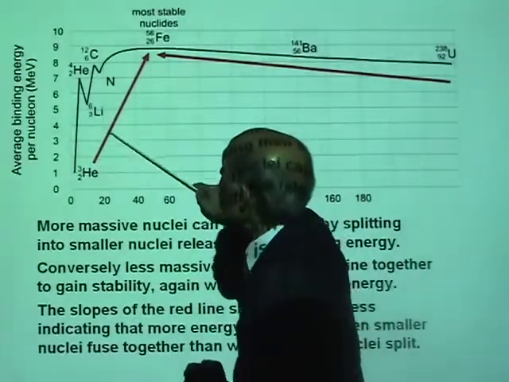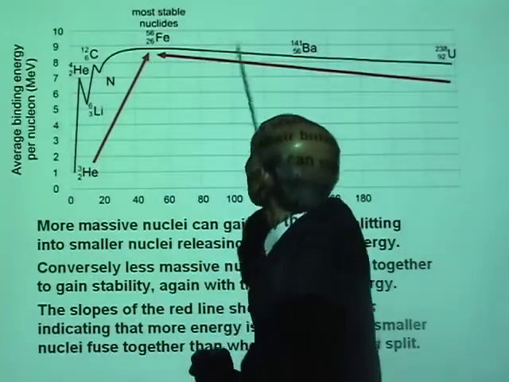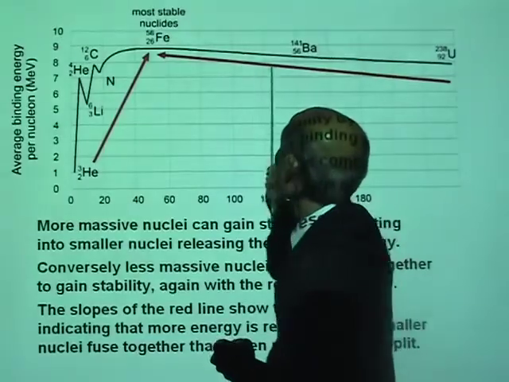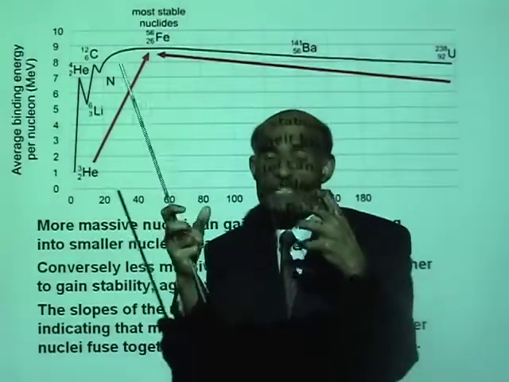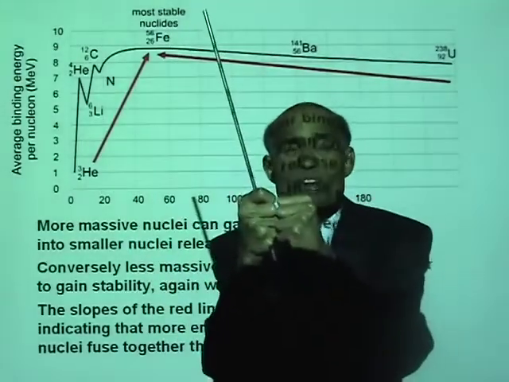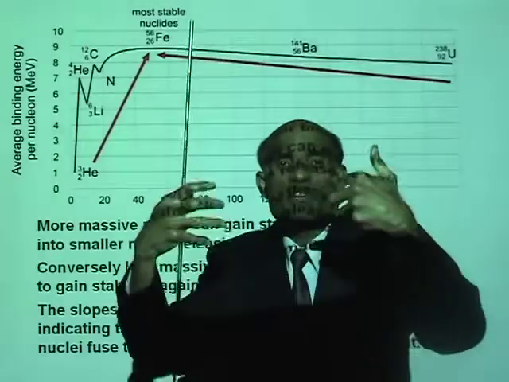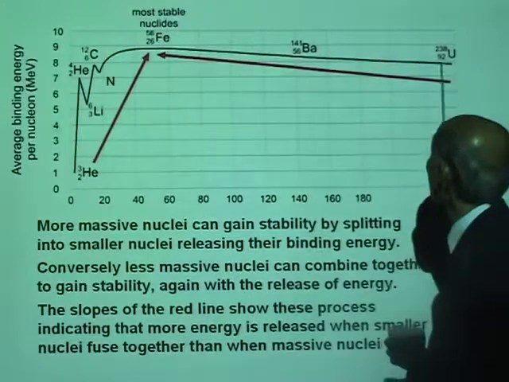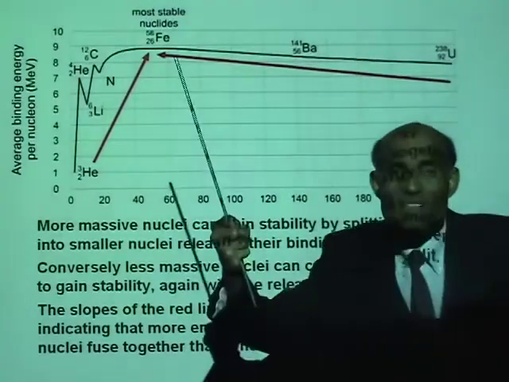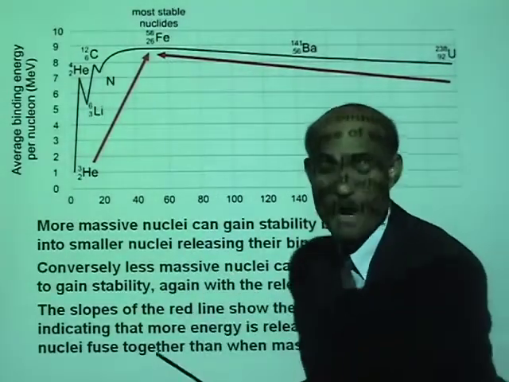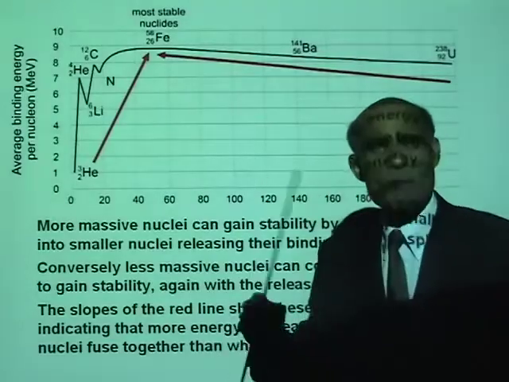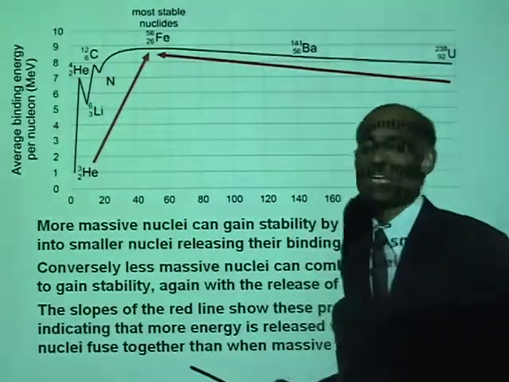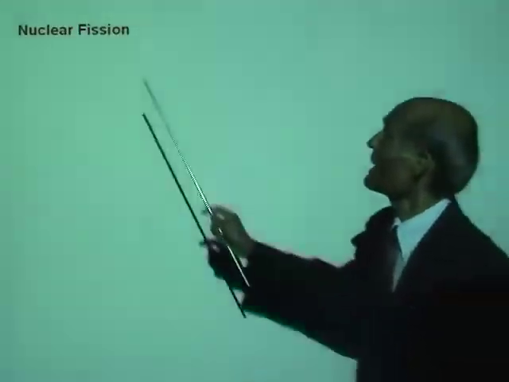Look at this. The slope of this line is much greater than the slope of this line. So when lighter elements fuse together, they release a tremendous amount of energy, much more than when heavier elements split. The amount of energy they release will not be as much as in fusion. Well, let's now talk about nuclear fission.